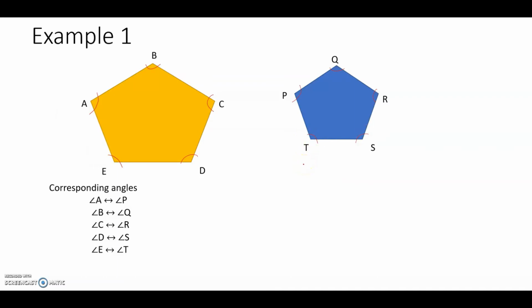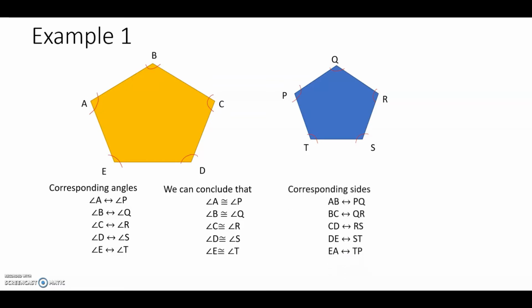Now, in the event that we already have the corresponding angles, we can now conclude that these angles are congruent. That is automatically stated: if you have corresponding angles, then they are also congruent.